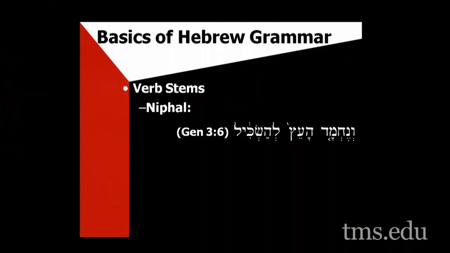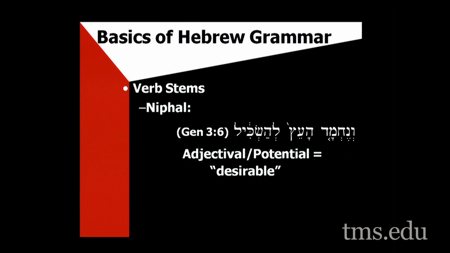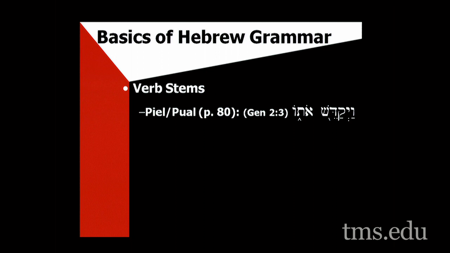The participles are adjectival. As in Genesis 3:6, desirable, the tree is desirable to make one wise. It's an adjectival or potential use. You just add the A-B-L-E, and you'll see that in Hebrew Bible Insert, section 2.1.3b, where that is discussed. Keep in mind adjectival participles in nifal. And then the piel and pual. We're just going to introduce this. We'll come back and continue it next week.